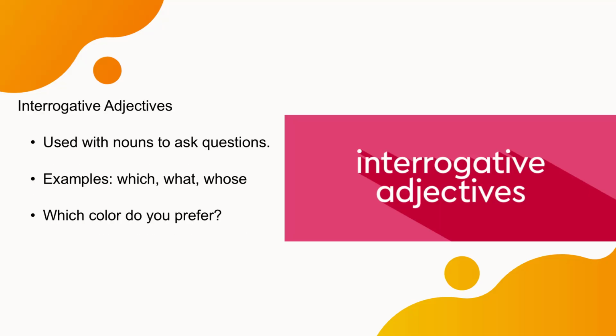Interrogative adjectives. Let's understand interrogative adjectives. They are used to ask questions and must be followed by a noun. Common ones are which, what, and whose. Example, which color do you prefer? They make our questions more specific and focused.